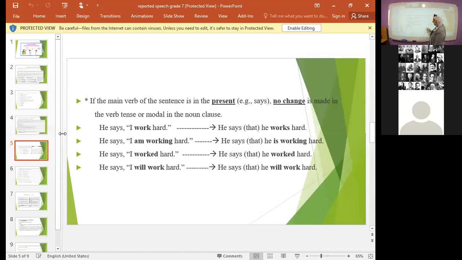Here I changed everything. I added "that." I changed the pronoun, but I don't change the verb. Why don't I change the verb? We don't go one step back to the past. Why? Because that main verb is in the present. I'm talking about the main verb, this time, at the moment. He says that he works hard. Usually, we use this structure if someone is reporting someone's exact words at the moment of speech.